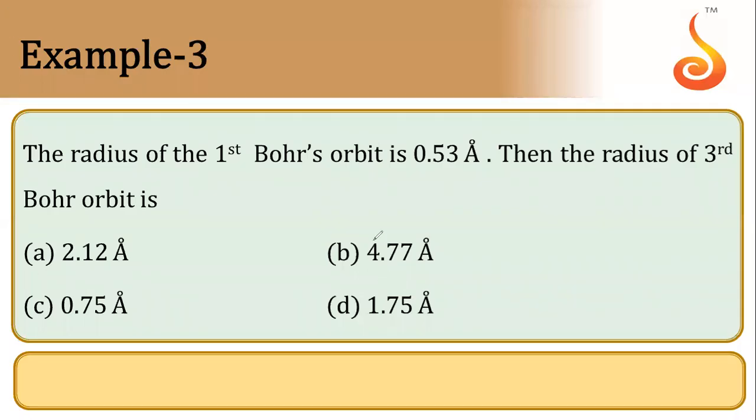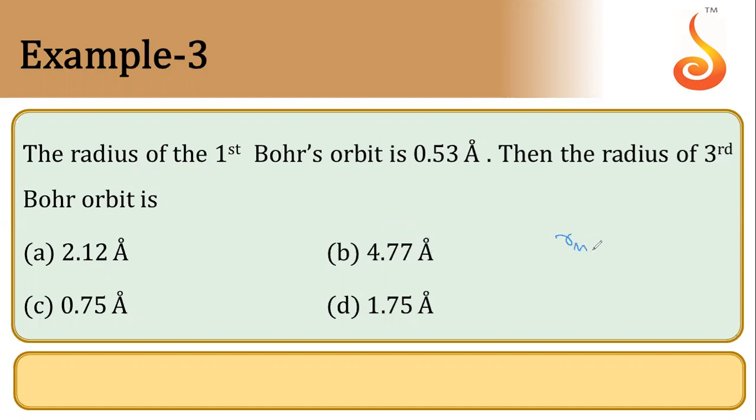This is example number 3. It is given that the radius of the first Bohr orbit is 0.53 angstrom. You are supposed to find the radius of the third Bohr orbit. Anyhow, even if this data was not given, you can use the formula of radius.